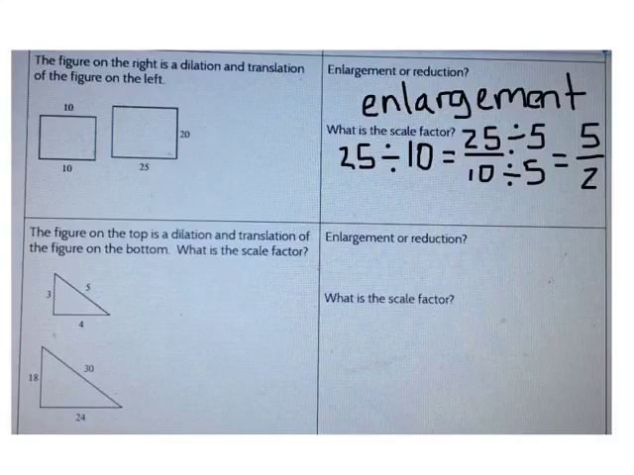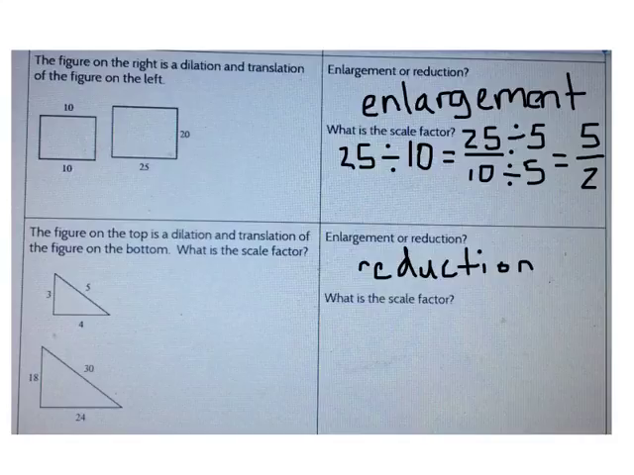Look at the next problem. The figure on the top is a dilation and translation of the figure on the bottom. What is the scale factor? Well, I can divide. First, is it an enlargement or reduction? This time, it's a reduction. The figure on the top is smaller than the figure on the bottom.